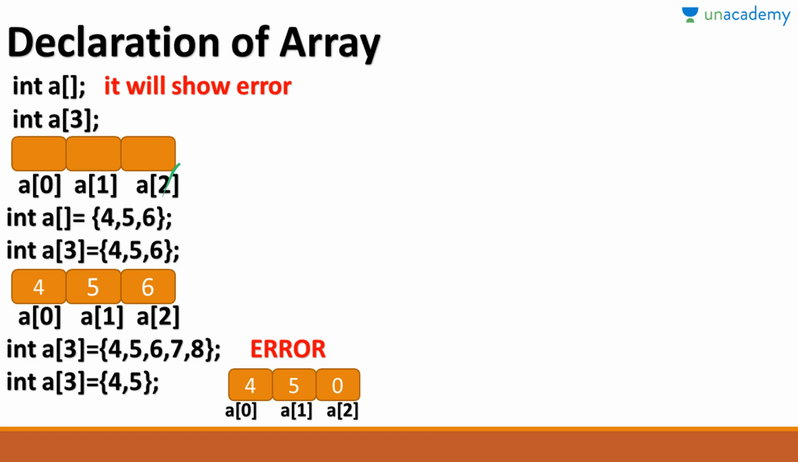Now when I am giving the size of the array and initializing the values also, the similar process will be here also. Now int a[3] = {4, 5, 6, 7, 8} means I am defining the size as 3 and I am placing more than 3 values, so it will show some error. And when int a[3] = {4, 5}, I have taken the size 3 and initialized two values, 4 and 5, the third will become 0.